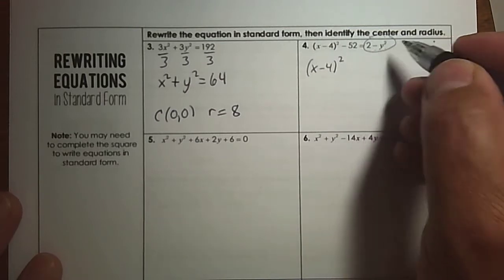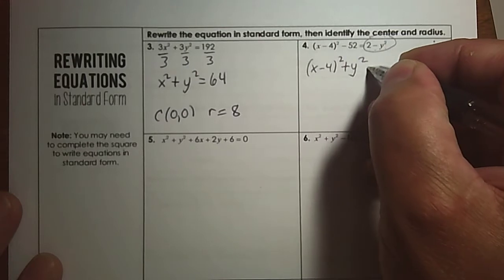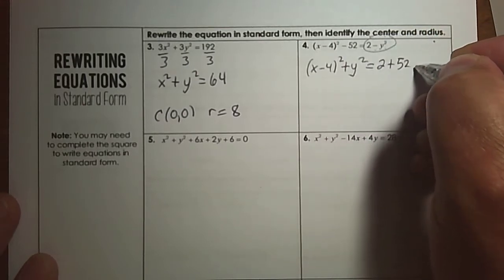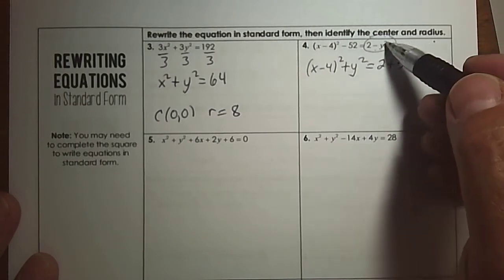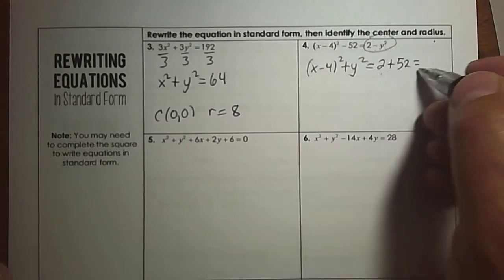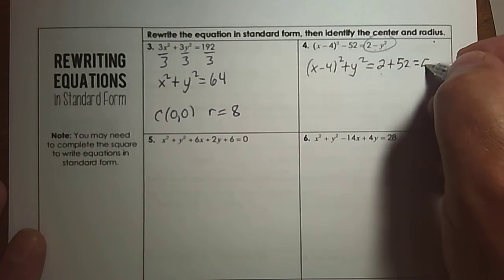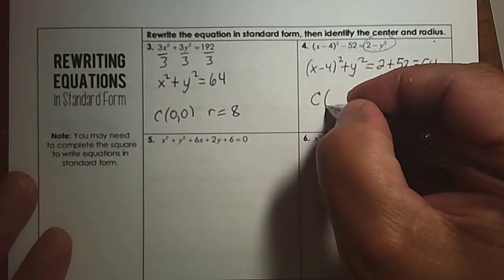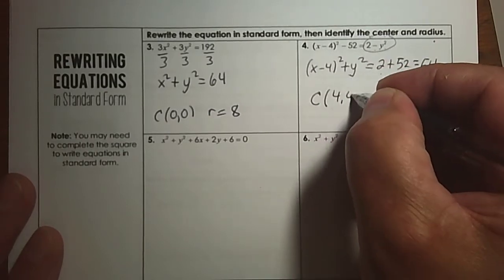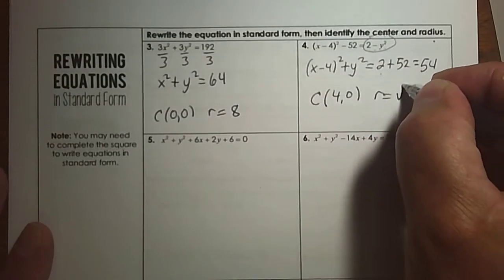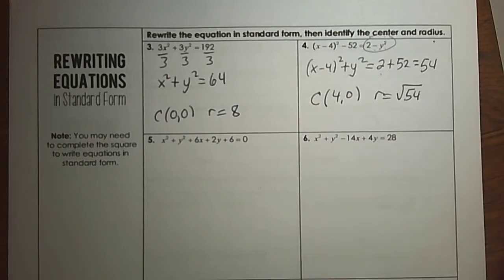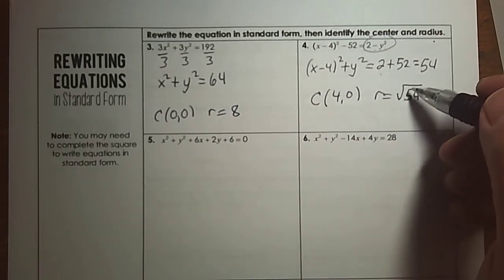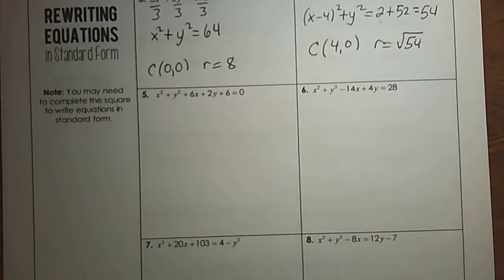So we're going to add y² to the right side, and then I'm going to add 52 to the right side. Notice +2 I just left on the right side. And then 2 plus 52, that is 54. Now, what is the center and radius of this circle? So the center, the x-coordinate is 4 and the y-coordinate is 0. You can leave this unsimplified. It's just the square root. It's not a perfect square, so we'll leave it as the square root of 54. You could simplify it, but that's not the skill for today.